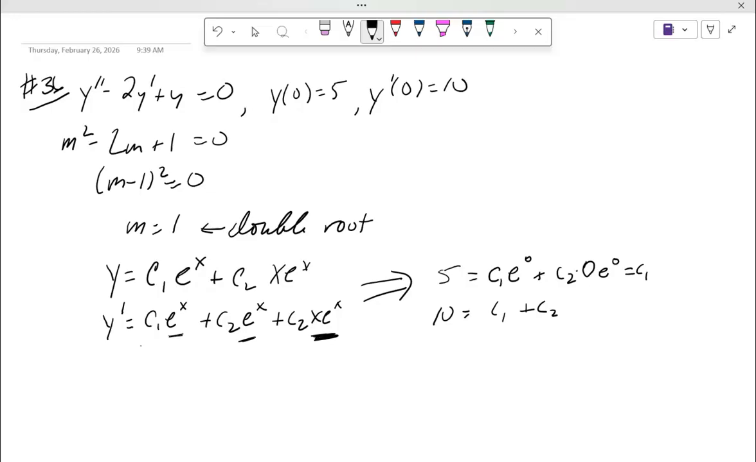Well, since C1 is 5, we know that this one tells us that C2 is also 5. And so your final solution then will just be y equals 5 e to the x plus 5x e to the x.